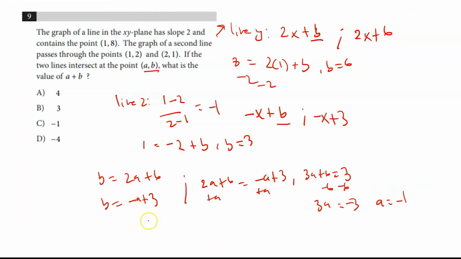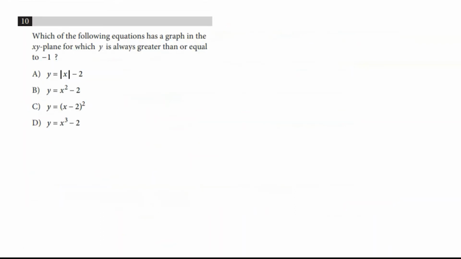Substituting back into this equation to solve for b. We know b is negative a plus 3. Negative times negative 1 plus 3 is 1 plus 3. So b equals 4. And we're asked for the value of a plus b. A plus b equals negative 1 plus 4, which is 3. We have answer choice B is correct.